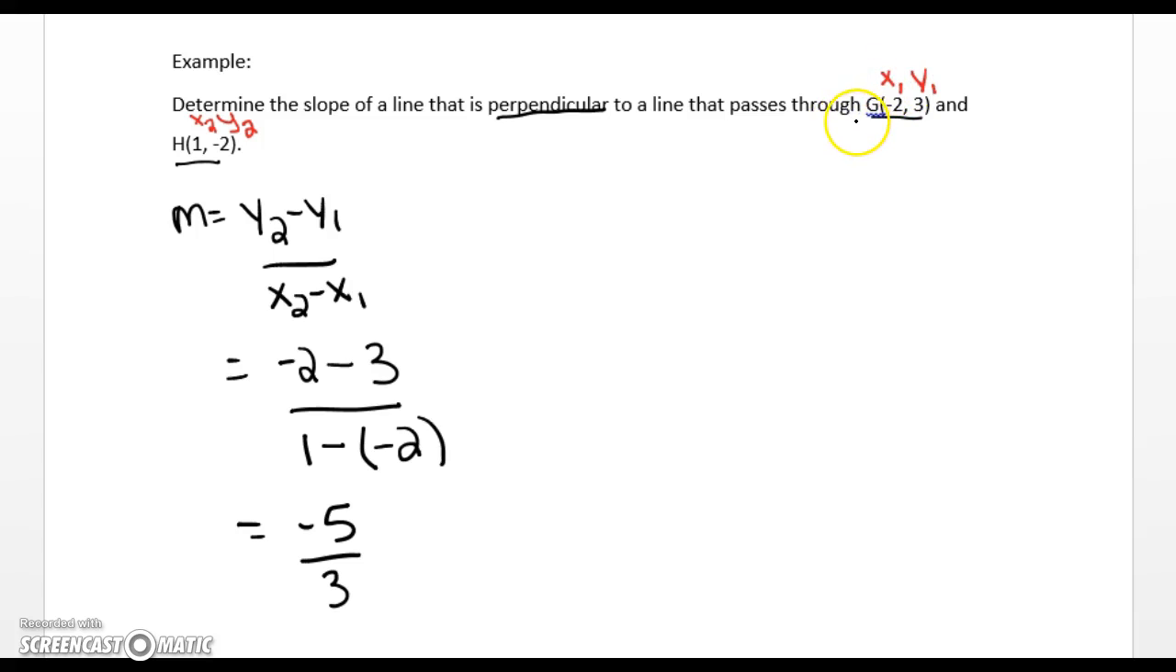In order to figure out the slope of the other line, we must take the negative reciprocal since it's perpendicular. So the slope of the other line is equal to the negative. If it was negative before, it becomes positive. And then we flip our fraction. So if it was -5/3, that becomes positive 3/5.